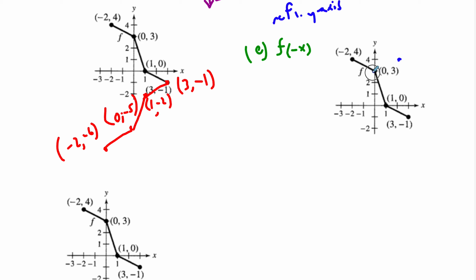Now if it's on the y-axis, it stays the same spot. So this will be at (2, 4). This will still be at (0, 3). This will go on the other side at (-1, 0). This will go on the other side at (-3, -1), so right there. And then we just connect them, and that is the graph of f of opposite x.